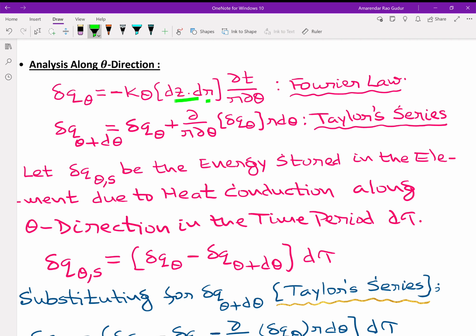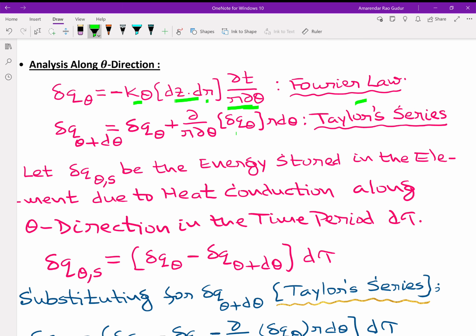That is the area that is available along theta direction, and k theta is the thermal conductivity of the element along theta direction, and the gradient will be del T by r del theta, because r d theta is the size of the element along theta direction. Now del q theta plus d theta, if you expand into Taylor series, it will be del q theta plus del by r del theta del q theta r d theta.